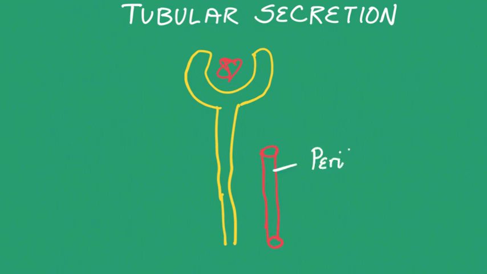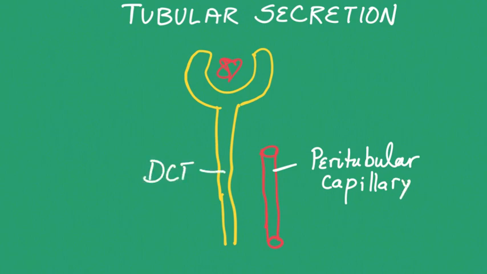The part of the renal tubule that does most of the tubular secretion is the DCT. So let's imagine that this renal tubule section is the DCT, and molecules move from the peritubular capillary to the DCT in the opposite direction as we've seen. The molecules that get secreted are potassium, hydrogen ions, and some toxins.